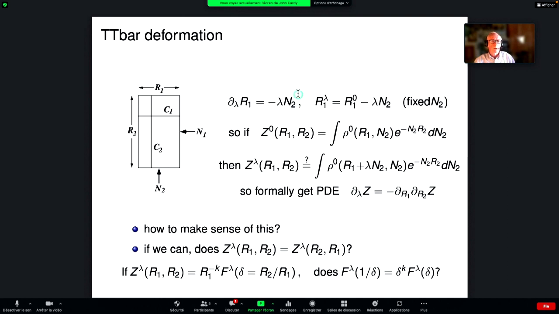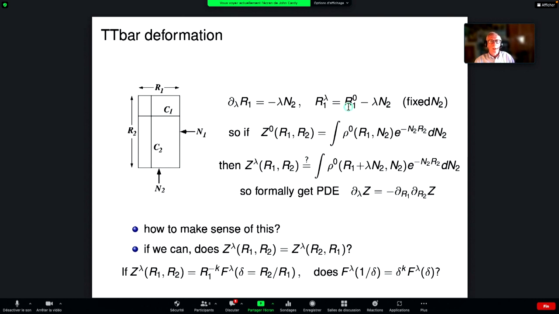So the nice thing about this equation is that if we work in an ensemble where the energy or N2 is fixed, so that will be like the microcanonical ensemble, if we think of this direction as imaginary time, then N2 is fixed, so it's very easy to integrate this, and that's all we get. So it's very, very simple. In the right ensemble, everything just evolves linearly with lambda.